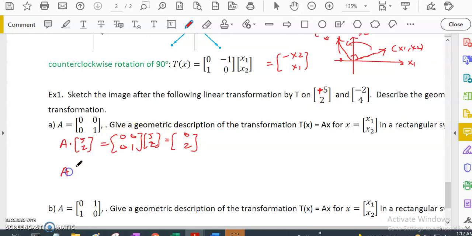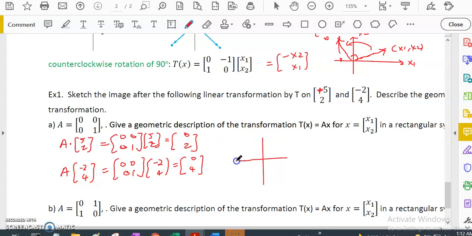And then if I do a -2, 4, what happened? So that would be 0, 0, 0, 1, -2, 4. When I multiply this by this, it's all 0. When I multiply the second row by this, it is only 4. So you basically just take the second one.